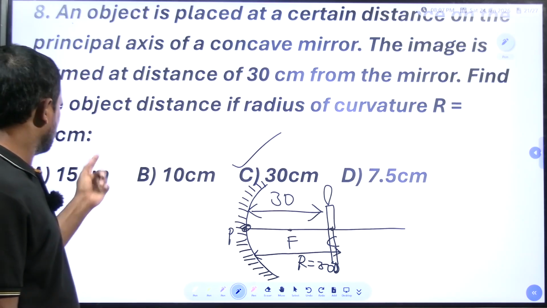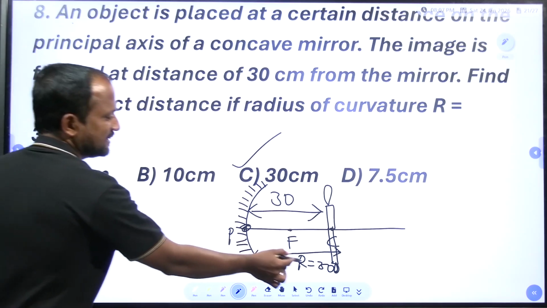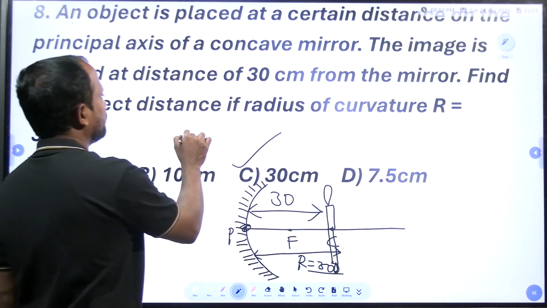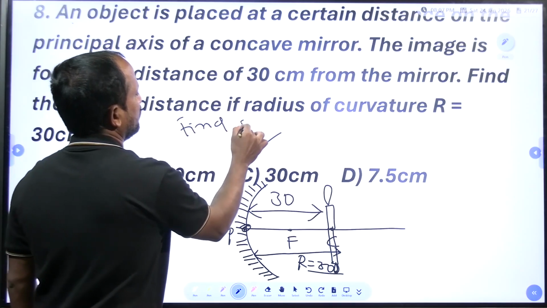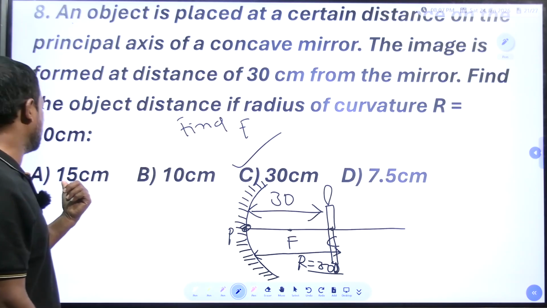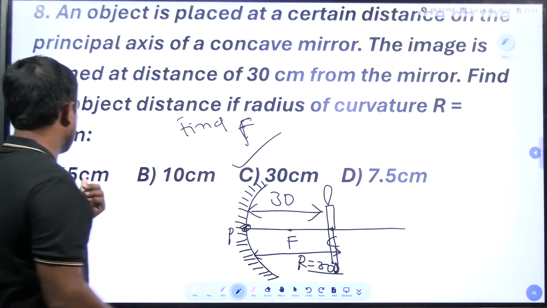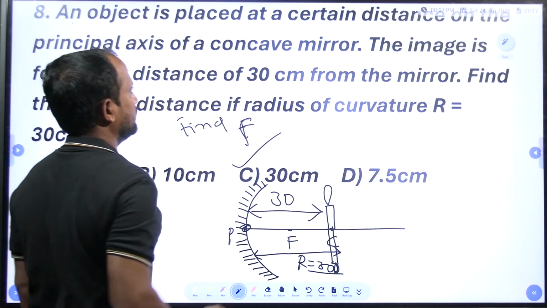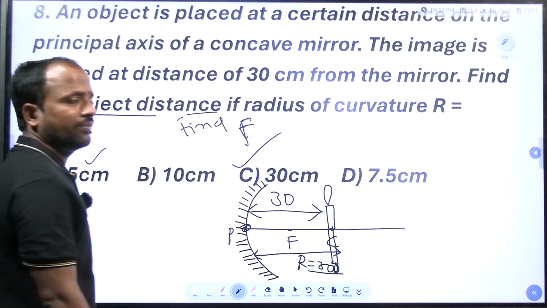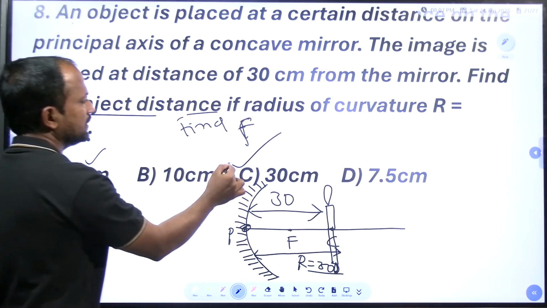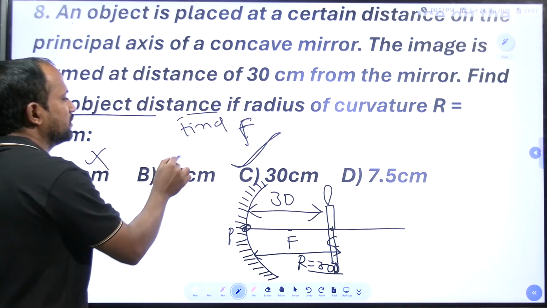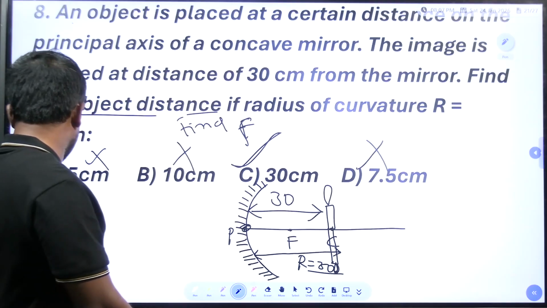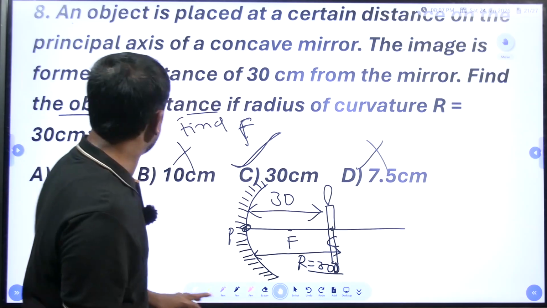So the radius is taken as 30. If you were asked to find f, the focal point, the focus would be 15 centimeters. But what is the question asking? Find the distance of the object. So the distance of the object is 30 centimeters. So 15 is wrong, 10 is wrong, and 7.5 is wrong for this question. Right, next question.